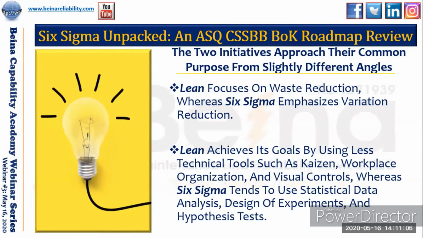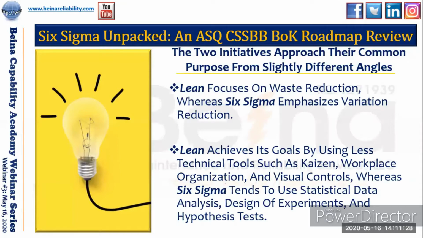So yeah, we've discussed Lean and we've discussed Six Sigma, but both of them are the same tool. Both of them are tools used to drive continuous improvement. So what's the difference? What's the slight difference between the two of them? Lean focuses on waste reduction, like I mentioned earlier, whereas Six Sigma emphasizes variation reduction.